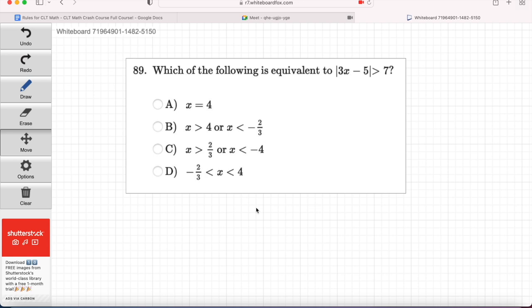All right, how can we plug in values for the variables here to solve this? Let's just go down the line. We start with answer choice A. x is 4. Let's see if x is 4, whether that's equivalent to the expression in the question. Plug it in.